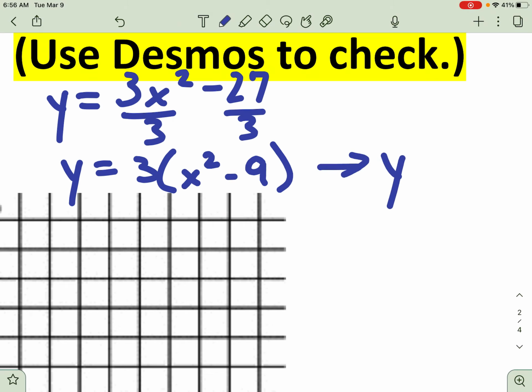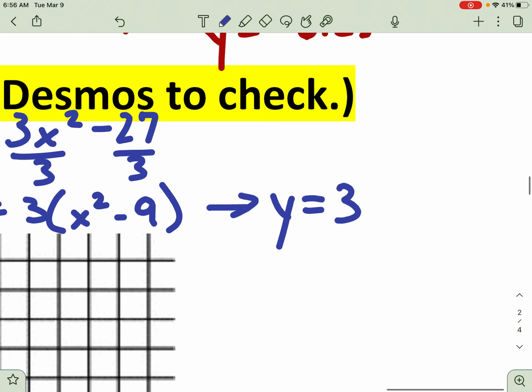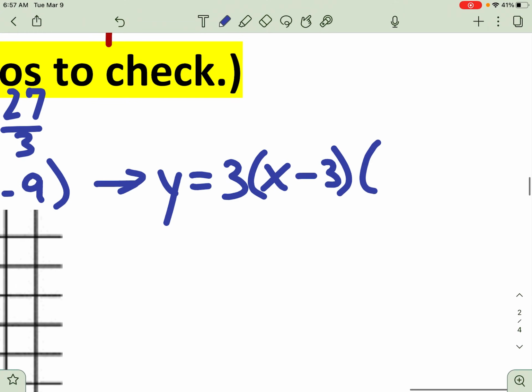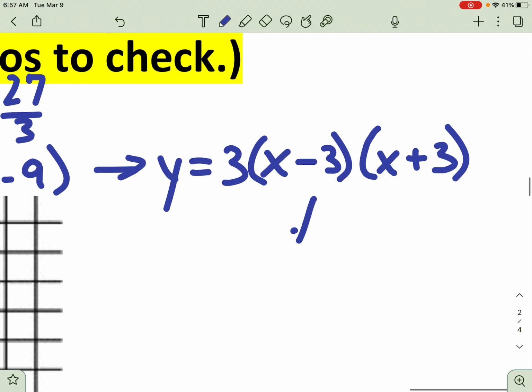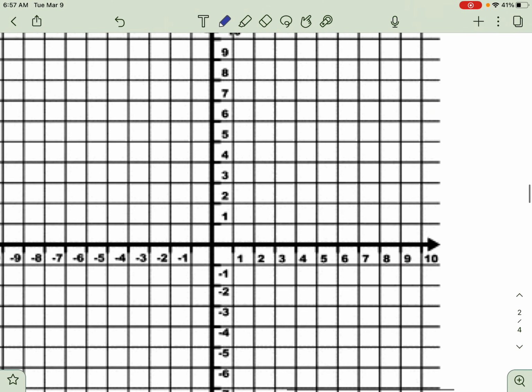So this is the same thing as saying y equals 3, sorry, x minus 3 and x plus 3, because the square root of 9 is 3, right? And then you need a positive and a negative to make sure that there's no middle number. And then, of course, the 3 out front is the GCF that we factored out initially. Okay, so what would be our intercepts here? They'd be positive 3 and negative 3. Okay, so let's plug that in.